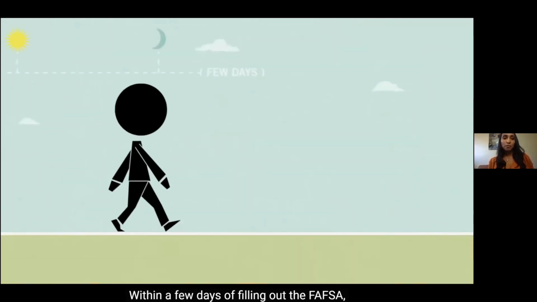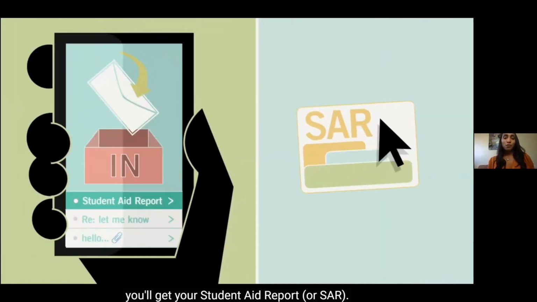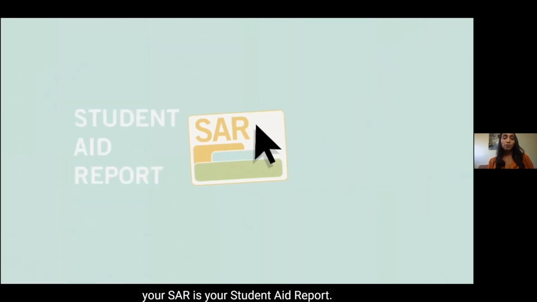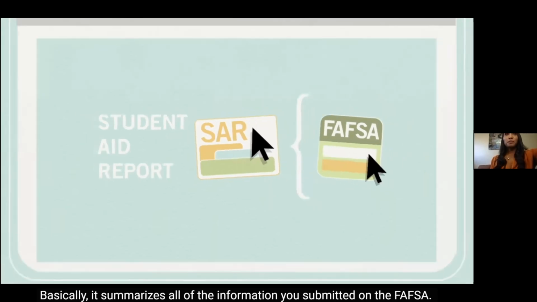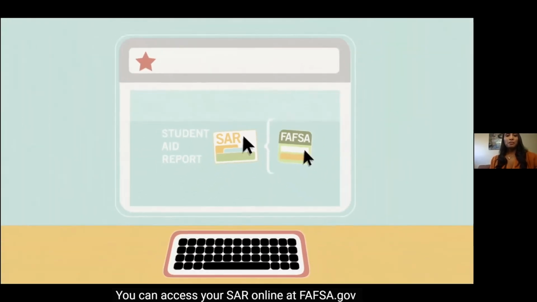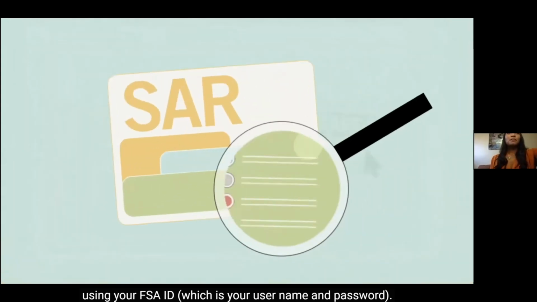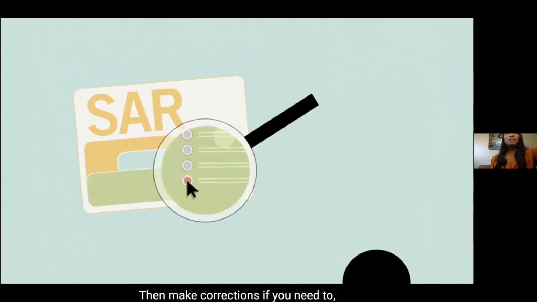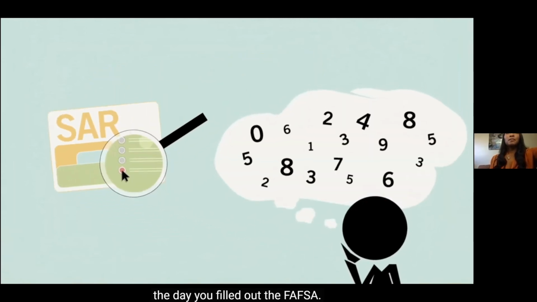Within a few days of filling out the FAFSA, you'll get your Student Aid Report, or SAR. You'll hear that abbreviation again, so just remember, your SAR is your Student Aid Report. Basically, it summarizes all of the information you submitted on the FAFSA. You can access your SAR online at FAFSA.gov using your FSA ID, which is your username and password. Check your SAR for any mistakes. Then make corrections if you need to, but only if you estimated your tax information or provided incorrect information the day you filled out the FAFSA.